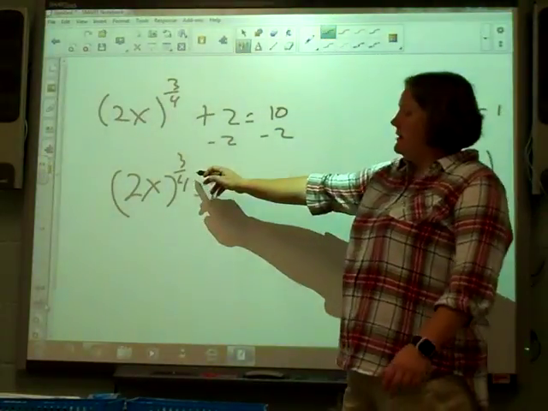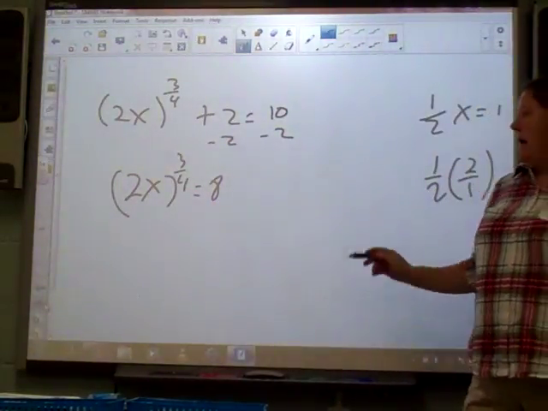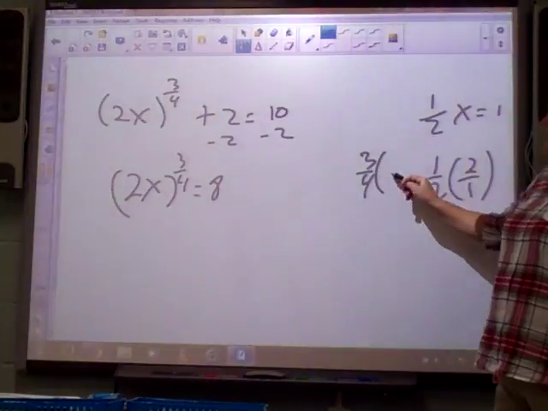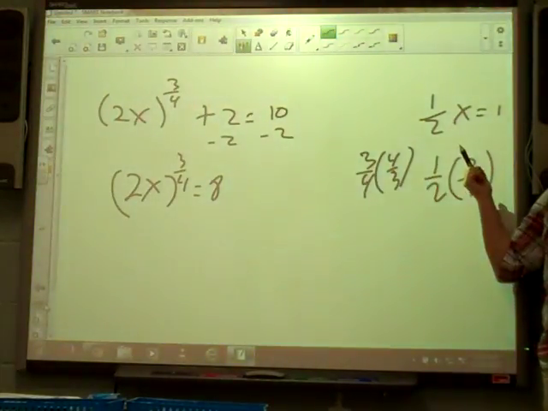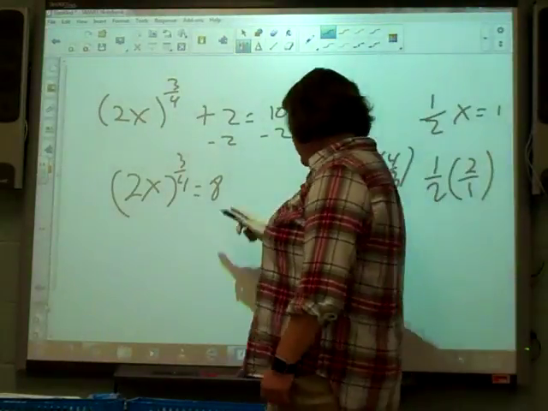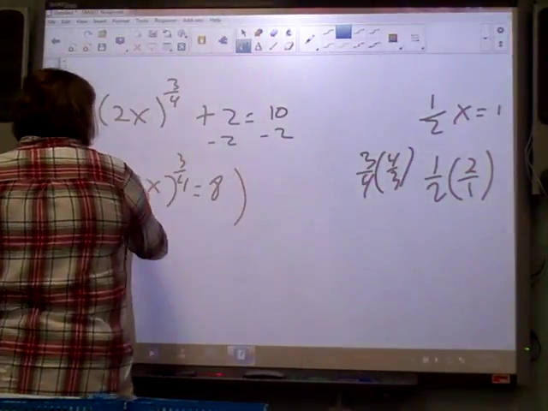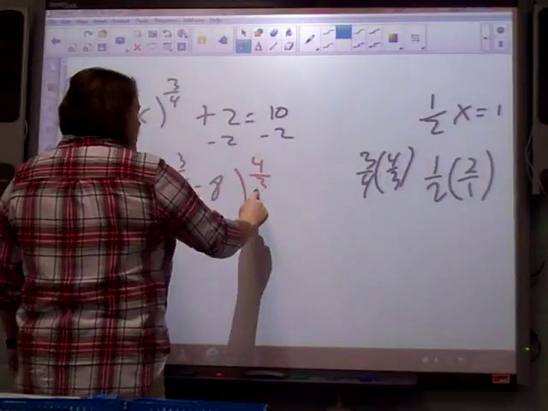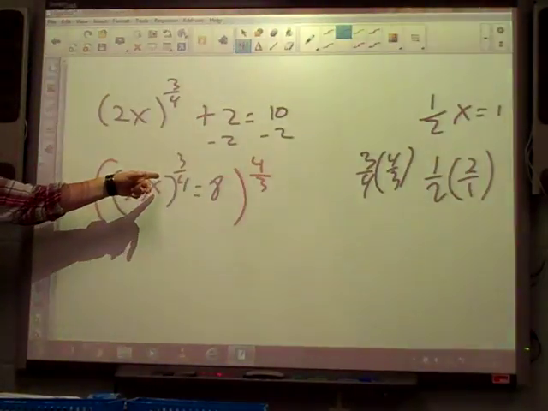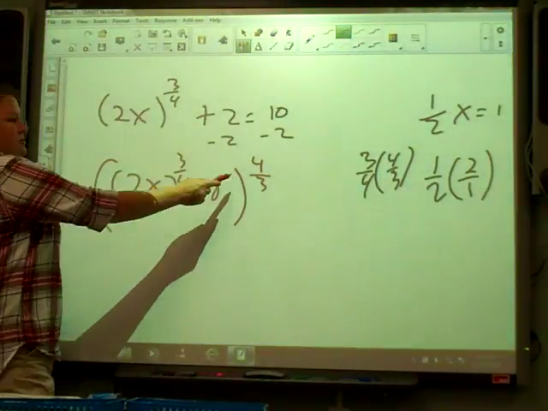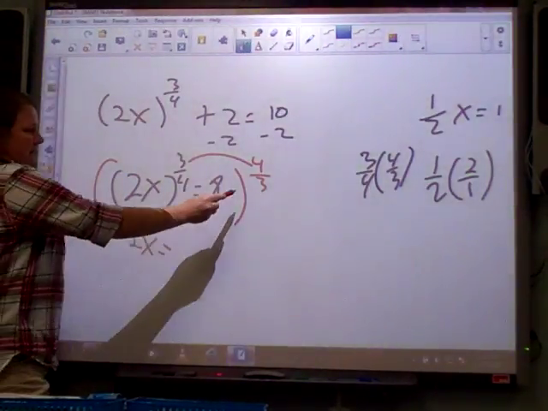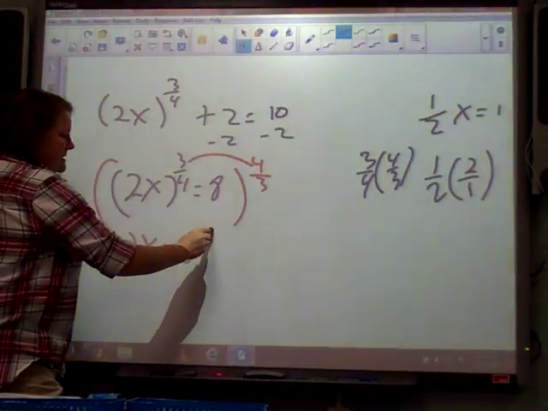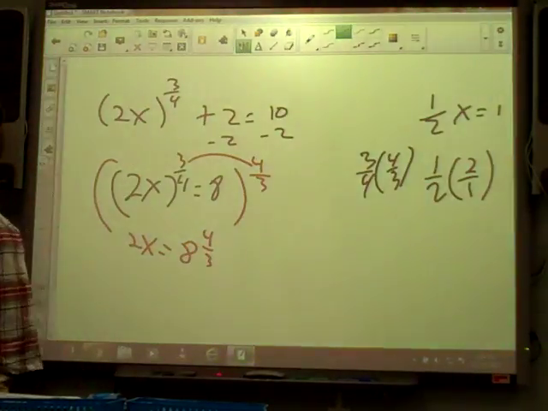So if I want this 3/4 to become a 1, I would want to multiply it by 4/3, because that's 12 over 12, which is 1, right? So I'm going to raise this whole thing to the 4/3 power, the reciprocal of 3/4. When we distribute that, that becomes 1, so we just have 2x. Now we have to figure out what 8 to the 4/3 power is.